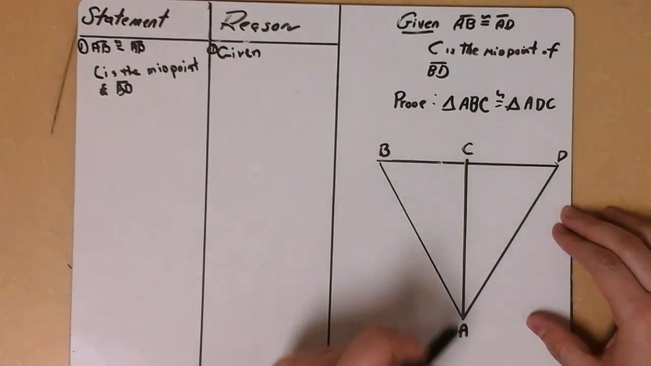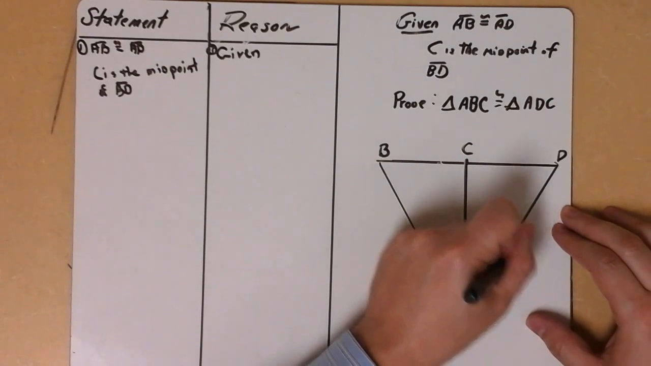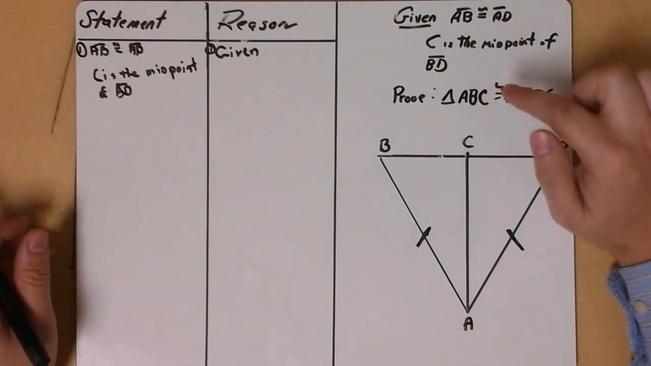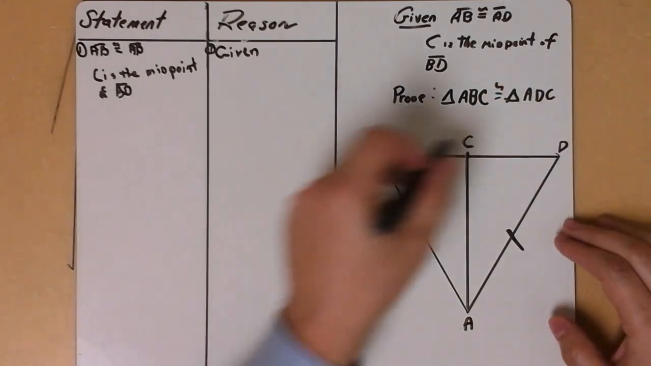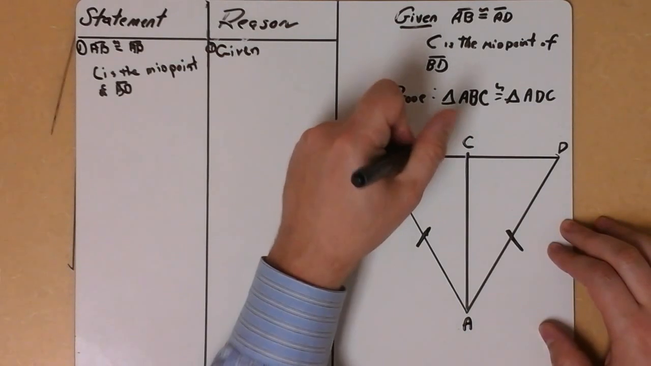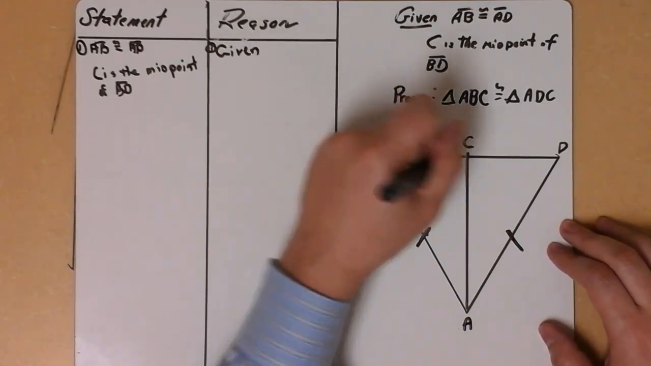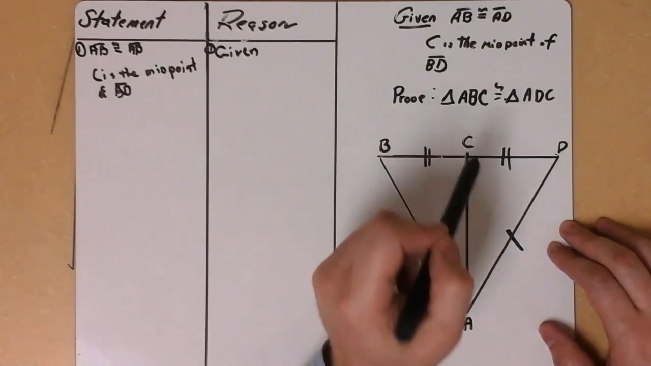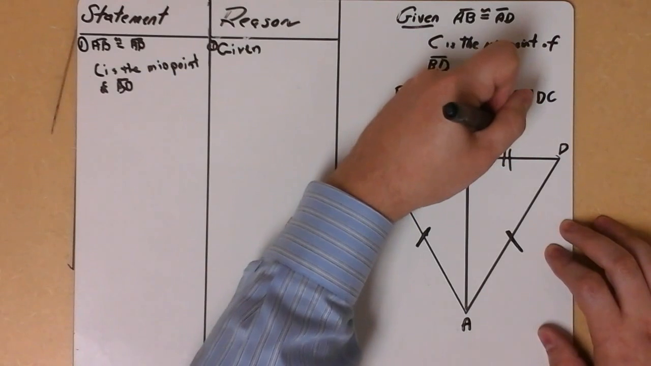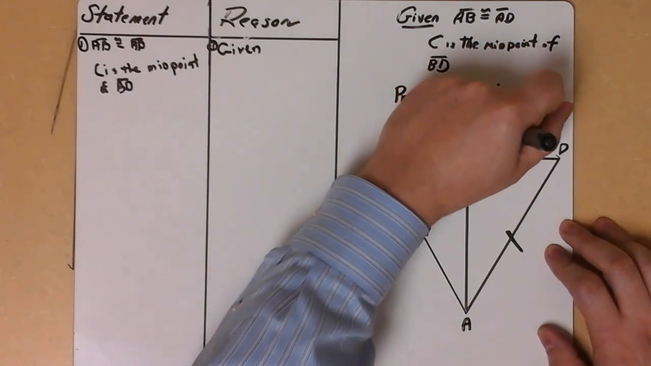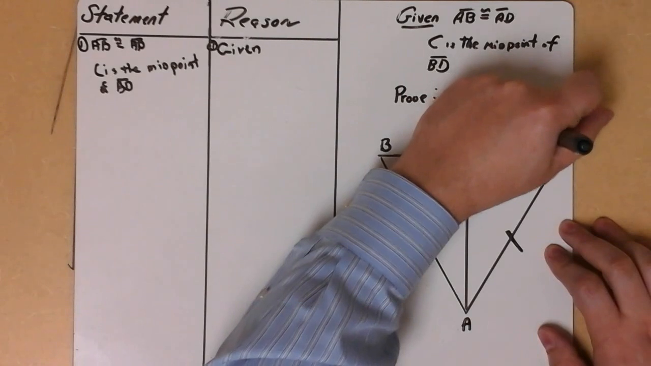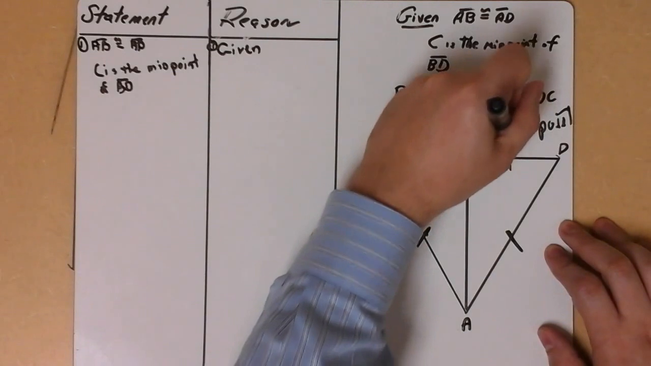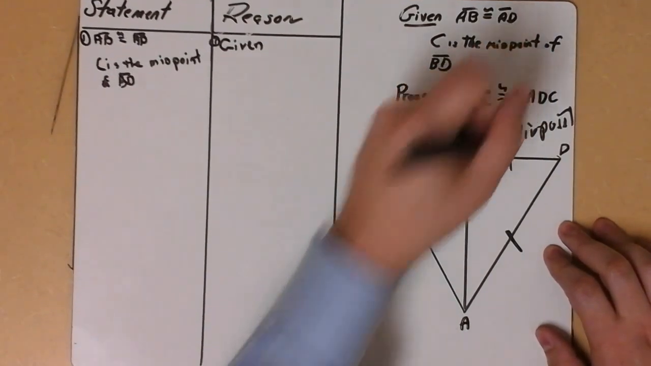AB is congruent to AD. So that is congruent to that. Then it states here that C is the midpoint of BD. So C is the midpoint of BD. So that means that this and this, or BC and DC, are congruent because of a midpoint. I'm going to make a note here, and I highly recommend you do the same. I'm going to say this is due to midpoint. And I'm going to label that line 2. So I'm even going to number it for myself.